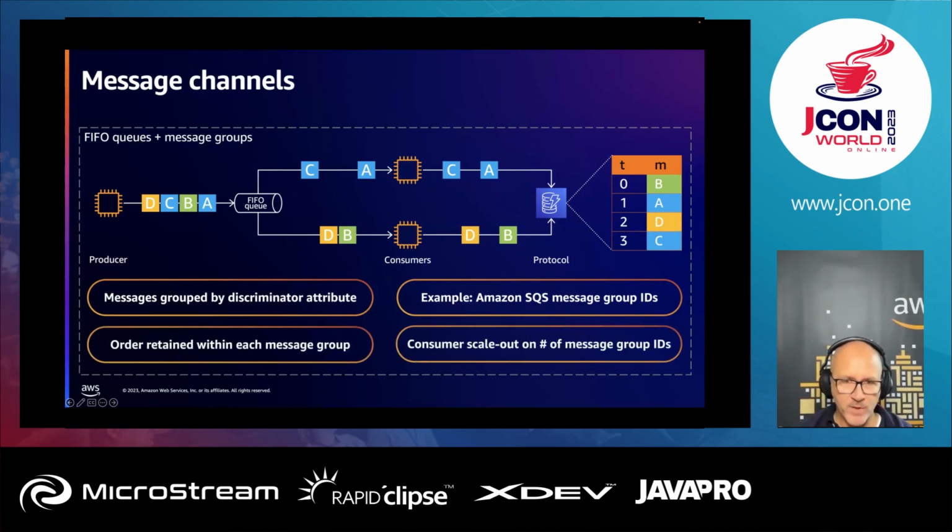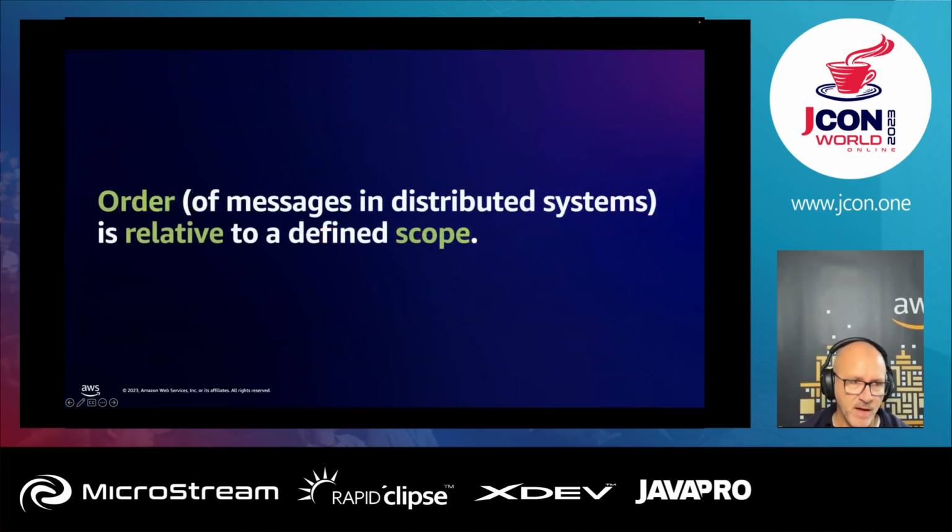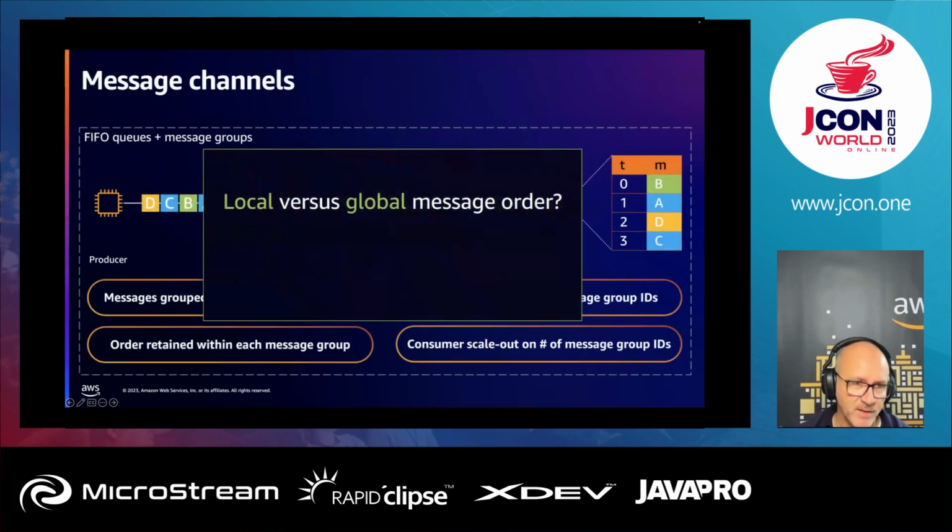Now, you might say, well, we still didn't retain the original order. Yes, that's true. And this is how message groups operate. What we have reached, though, is that we retained order within each message group. And that allows you to scale out your consumers on the right-hand side on the number of message group IDs, which also leads us to the insight that the order of messages in a distributed system is really relative to a defined scope. In our example, the message group IDs.